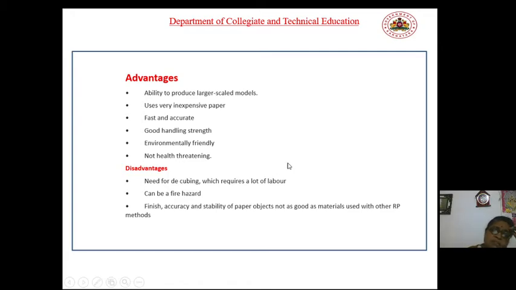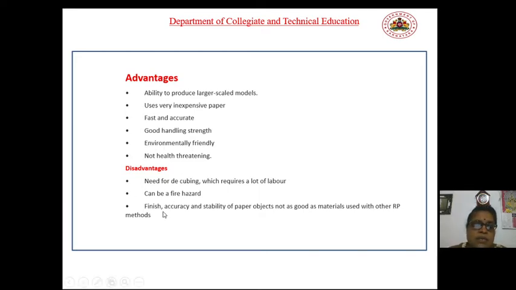When it comes to disadvantages, it has a need for decubing, which requires a lot of labor. That means removing the material that is in the form of blocks, which is what you call decubing. That removal is laborious, labor is needed, and labor cost also increases. And sometimes it is a fire hazard, since we are dealing with heated rollers and laser lights. Care should be taken that it doesn't catch fire.